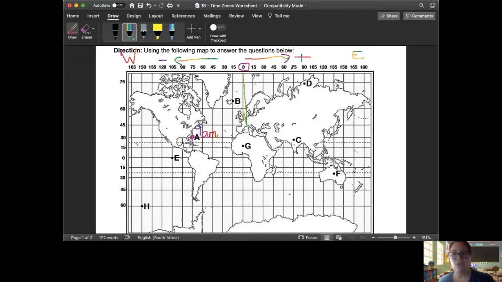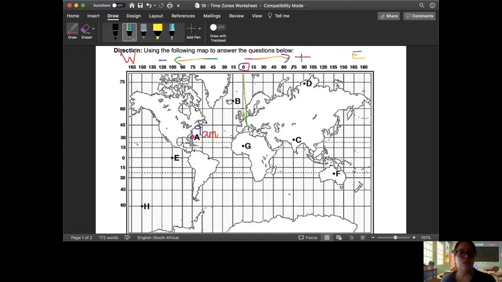or 1900. If we look at B, which is over here, we once again start at A, which is 9 a.m., and we're going to plus again because it's going towards the east, and we go 9 a.m., 10 a.m., 11 a.m., 12 p.m., because it's now midday, and 1 p.m.